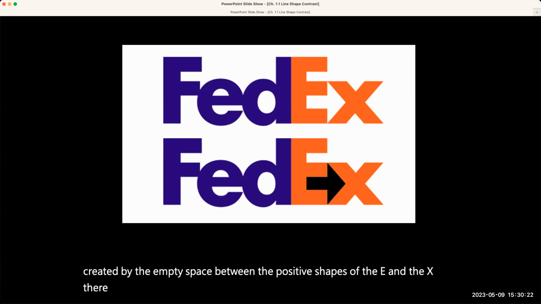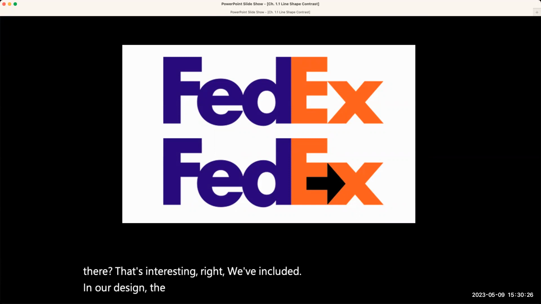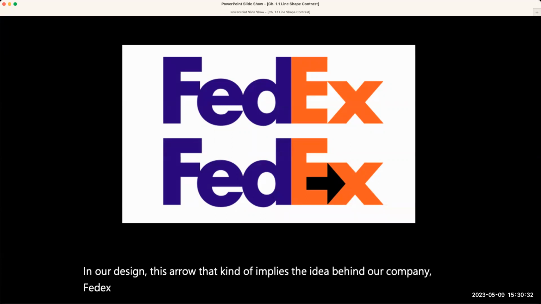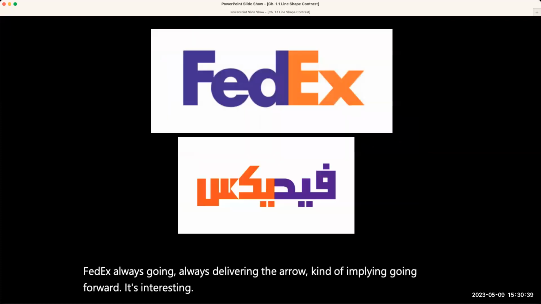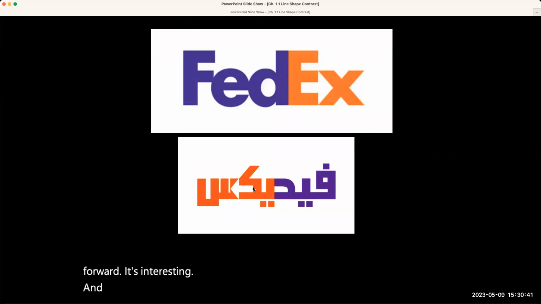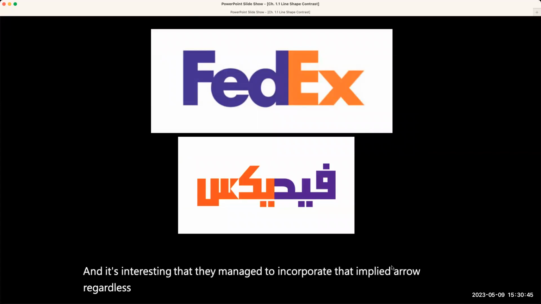It's interesting, right? We've included in our design this arrow that kind of implies the idea behind our company, FedEx, always going, always delivering. The arrow kind of implying going forward. It's interesting. And it's interesting that they managed to incorporate that implied arrow regardless of the language that their logo is written in.